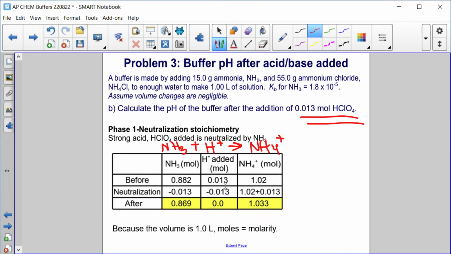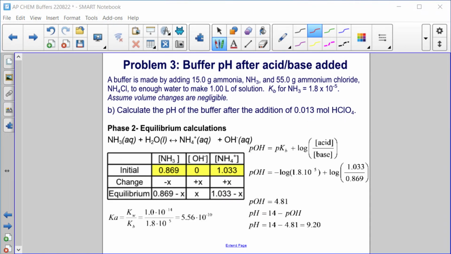Now, all of this is neutralized. So we use all of it up. We're left with 0.869 moles of NH3, which is also the molarity because we're in 1 liter, and 1.033 molar NH4 plus. All right. Once we know the initial amounts that we're starting with after the neutralization, we can complete this equilibrium calculation. So these are the initial amounts after the neutralization. Initial amount of NH3 and NH4 plus.